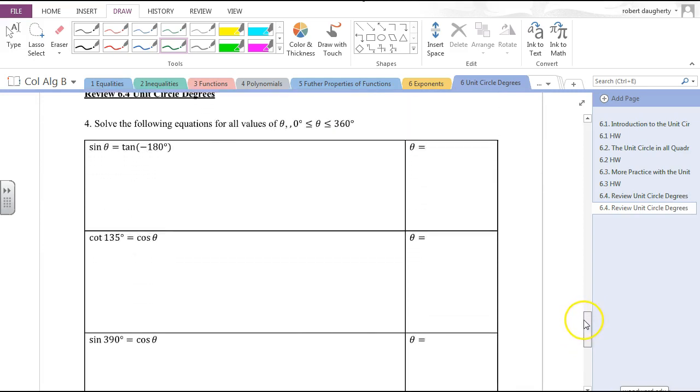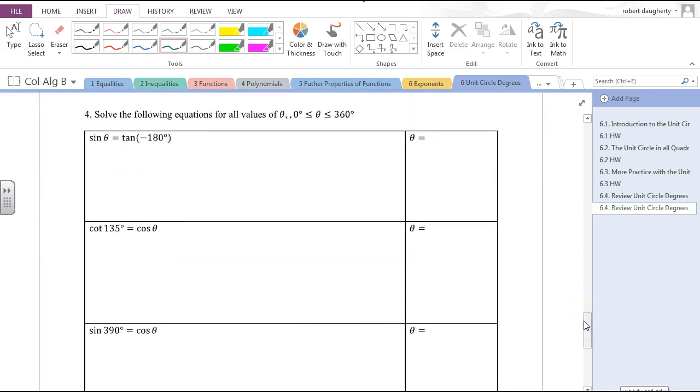Now, a few more that are a little bit harder than just two steps. Sine theta equals tan negative 180. What you have to do is evaluate the thing that can be evaluated. So what's the tangent of negative 180? Negative 180 is the angle right here on the unit circle, that's negative 1, 0. So y over x is 0 over negative 1 equals 0. So I know that the tangent of negative 180 is 0.